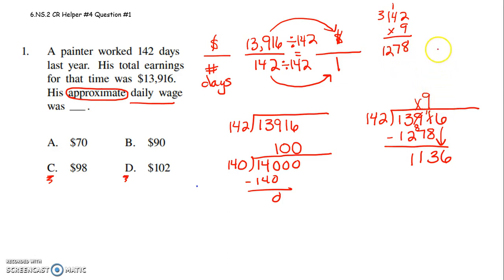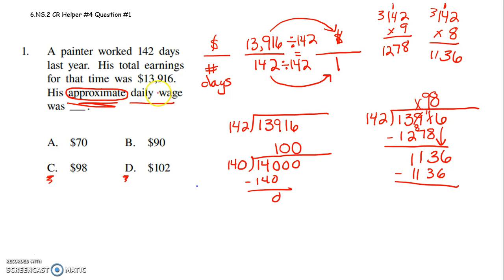maybe this is going to be about 8 times. 142 times 8. Might only be 7 times, but I'm going to try it. 8 times 2 is 16. 8 times 4 is 32, and 1 is 33. 8 times 1 is 8. Okay, 1136.